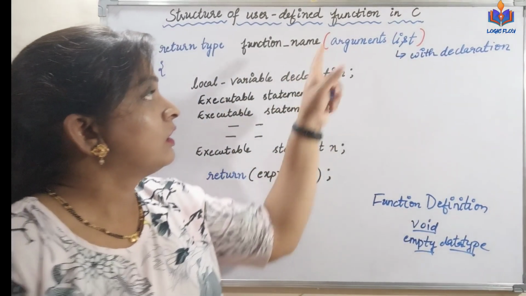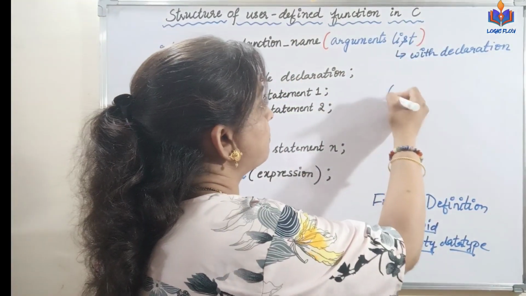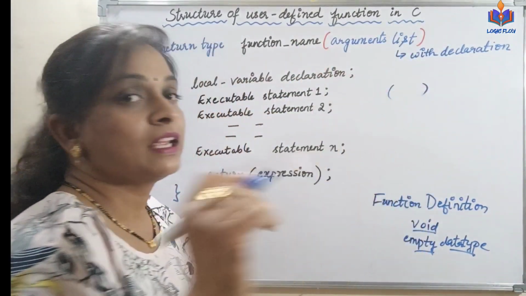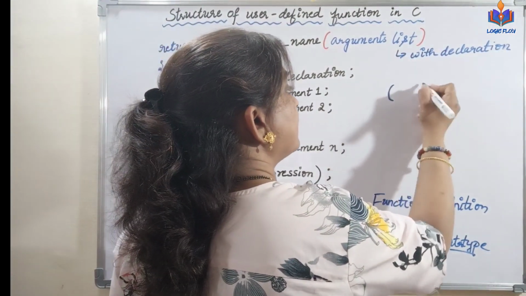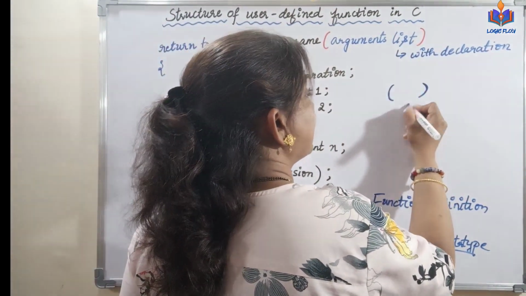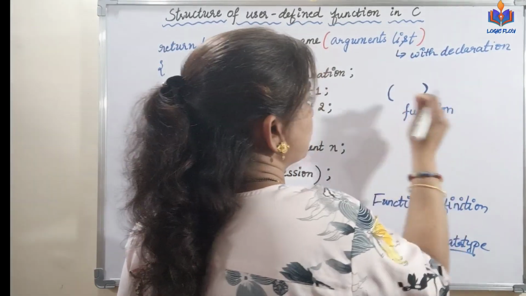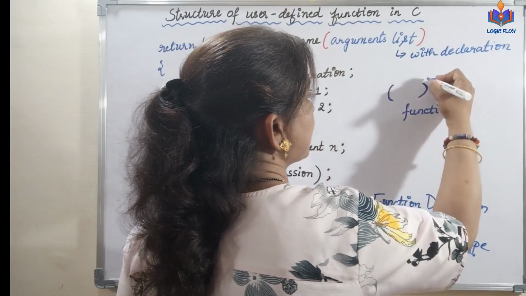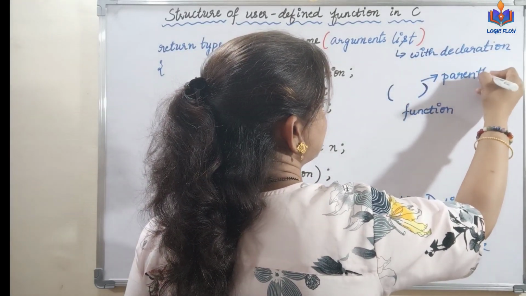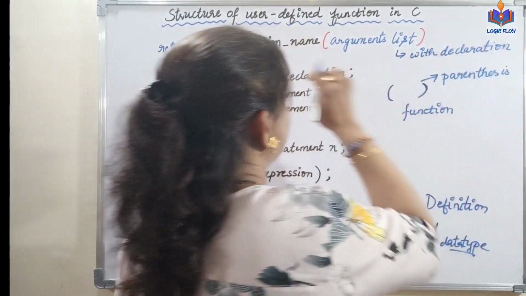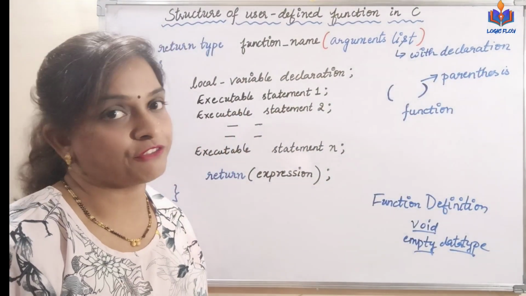And within the bracket, when I have a function name followed with the bracket, then it indicates that it's a function. So a bracket indicates that it's a function. We call these brackets parentheses. So a name followed with a parenthesis indicates that it's a function.